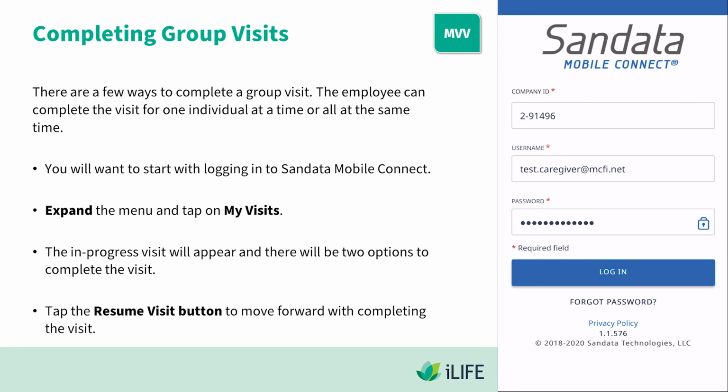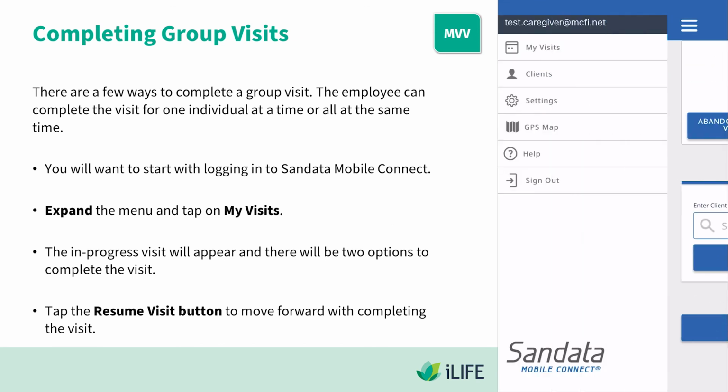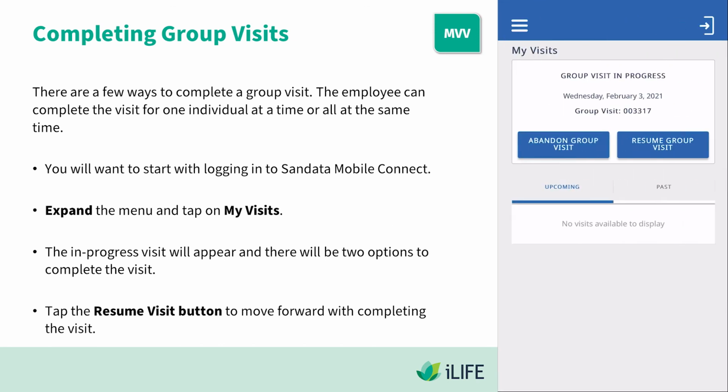Completing group visits. There are a few ways to complete a group visit. The employee can complete the visit for one individual at a time or all at the same time. You will want to start with logging into Sandata Mobile Connect. Expand the menu and tap on My Visits. The in-progress visit will appear and there will be 2 options to complete the visit. Tap the Resume Visit button to move forward with completing the visit.